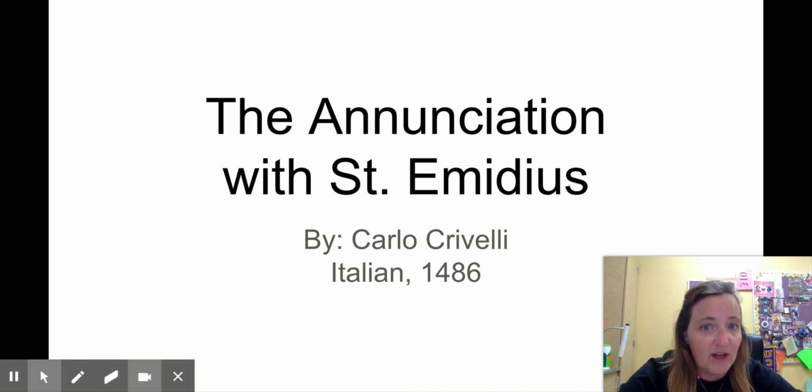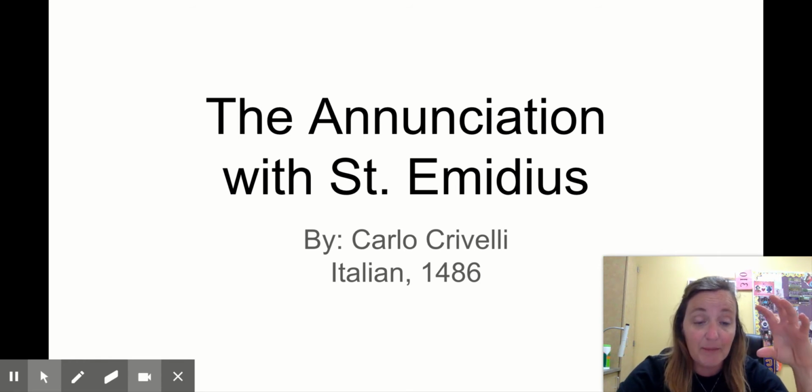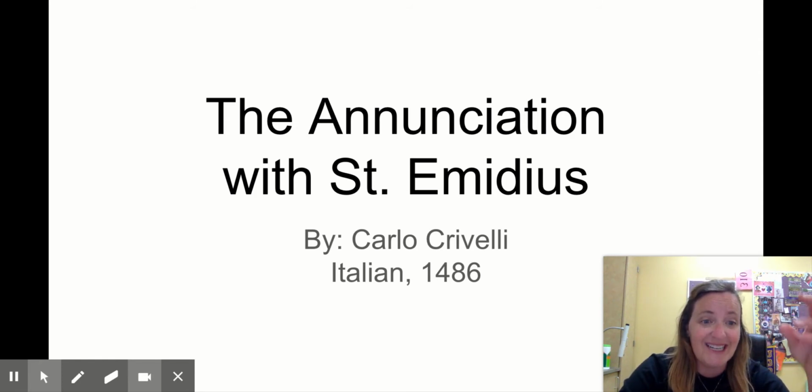One of the things you need to know about the title of this piece of artwork is it's called the Annunciation. You're going to see the Annunciation quite often used. It's when, in biblical storytelling, Mary, the Virgin Mary, found out that she was pregnant with Jesus. It was called the Annunciation when it was announced that she was pregnant with Jesus. Now this is with an additional saint, Emidius, who was the saint of the town that Carlo Crivelli was painting this for. Lots of towns or areas in Italy have patron saints. And so that's what this was about.